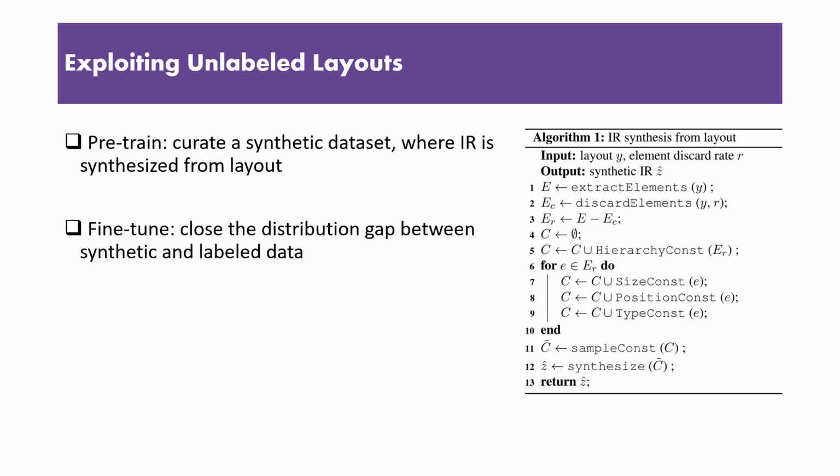After pre-training, we fine-tune the model with labeled data to close the distribution gap between synthetic and labeled data. There are two main reasons for this gap. First, the characteristics of elements that are commonly omitted by users cannot be perfectly described in the synthesized IR. Second, position and size constraints are subjective.